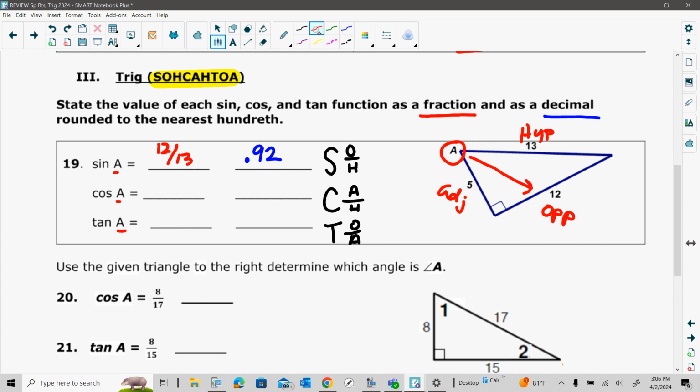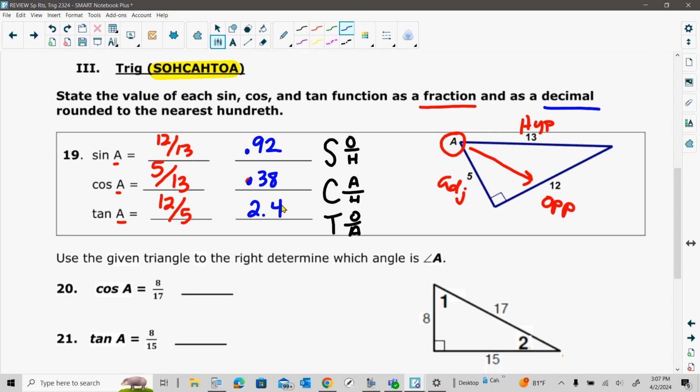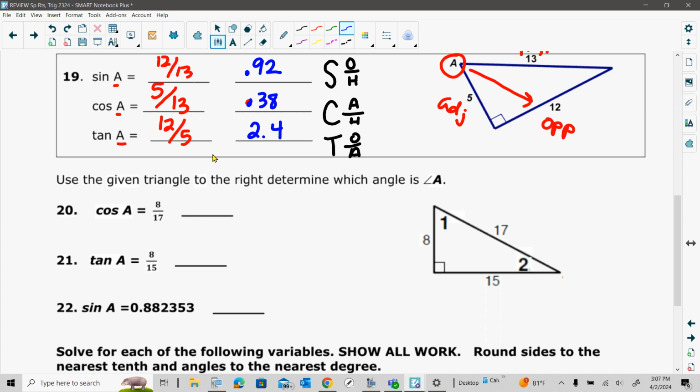All right, so if I'm doing cosine of angle A, that's adjacent. The adjacent side is a 5 over hypotenuse, which is the 13. And then we're writing that as a decimal to the nearest hundredths. So that would be 0.38. For tangent of A, that's opposite over adjacent. Opposite is 12, adjacent is 5. And then as a decimal that is 2.4. So the first part of your assessment is just can you come up with the ratio? And can you simplify if necessary?